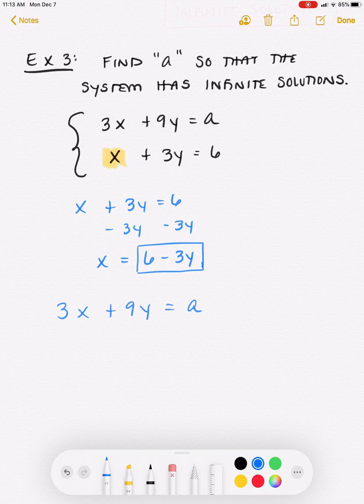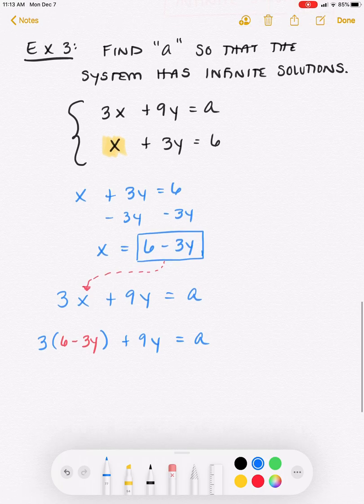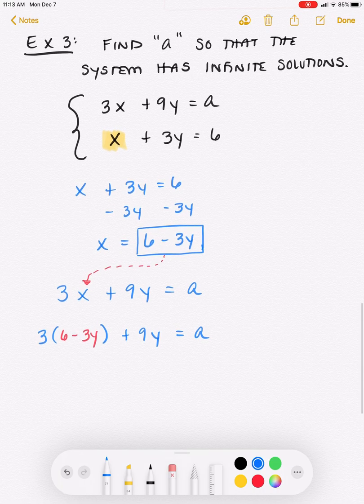So here's the other equation, right? And what we're going to do is take the 6 minus 3y and substitute that into x. So 3, replace the x with 6 minus 3y, plus 9y is equal to A. And again, we keep solving. We're not worried about the A right now, okay? You're not going to know the A until you're at the very end of the problem.